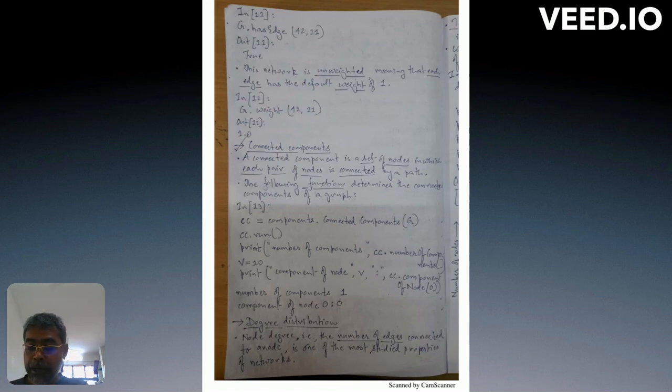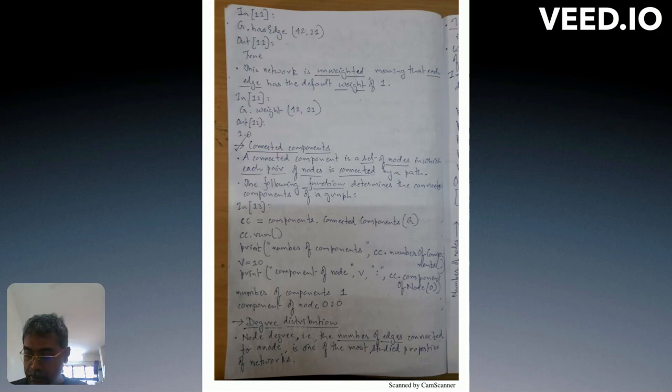There are also functions to check whether the graph is connected or not. A connected component is a set of nodes in which each pair of nodes is connected by a path. The following function determines the connected components of the graph. You call components.ConnectedComponents, pass the graph G and store it in the variable CC. Then you call the method cc.run, and then print the number of components, cc.numberOfComponents. It gives the number of components equal to 1.